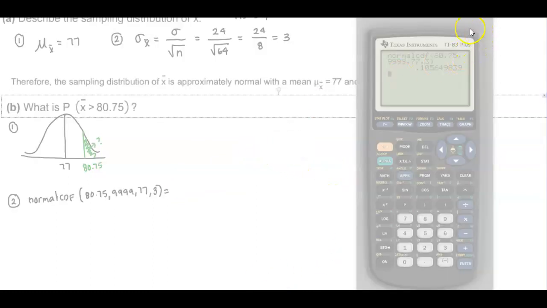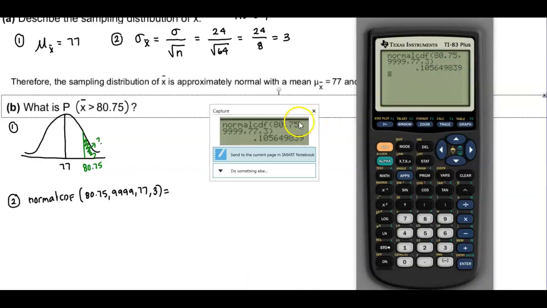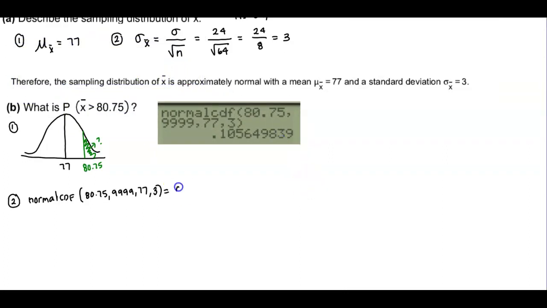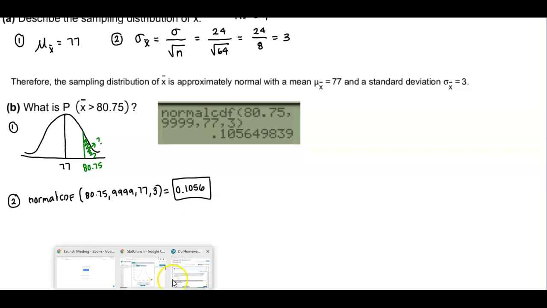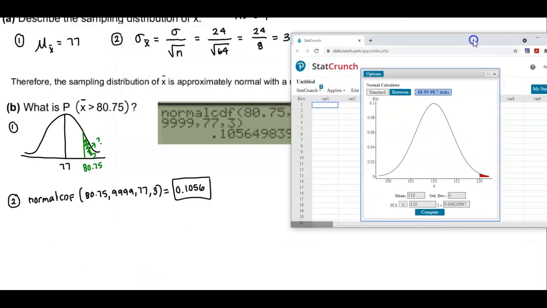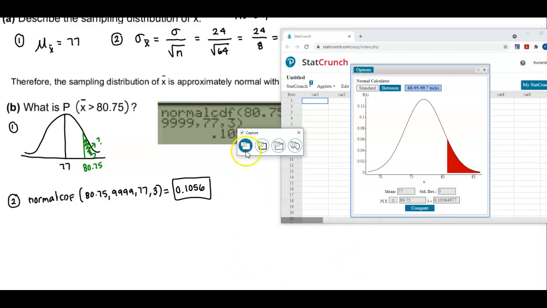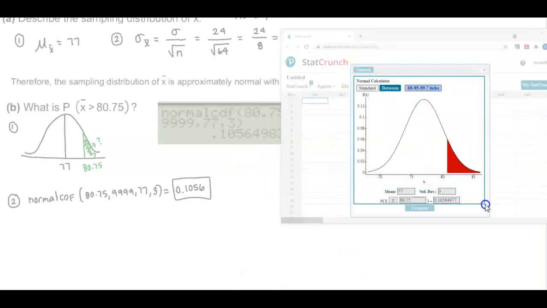Therefore, we get the following area, or probability. Rounding to 4 decimal places, we get 0.1056. Now if we wanted to use StatCrunch, we know the mean is 77 and 3 is the standard deviation of the sample means, and we want this to be greater than 80.75. Then we select compute, and when we do that, we get the following area.